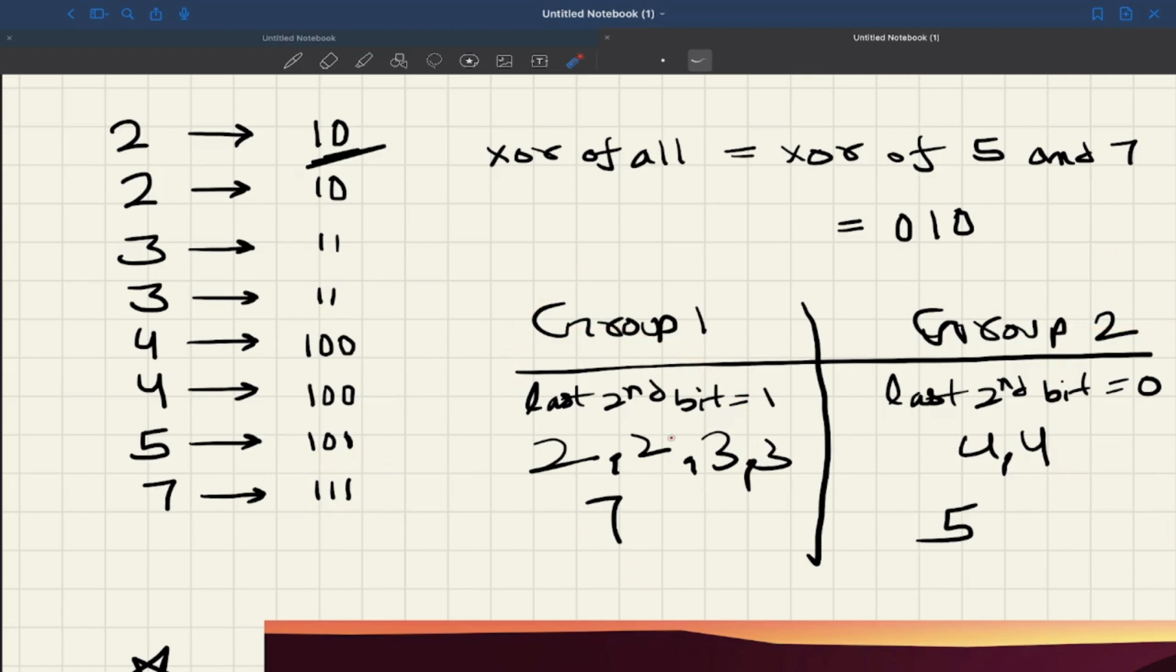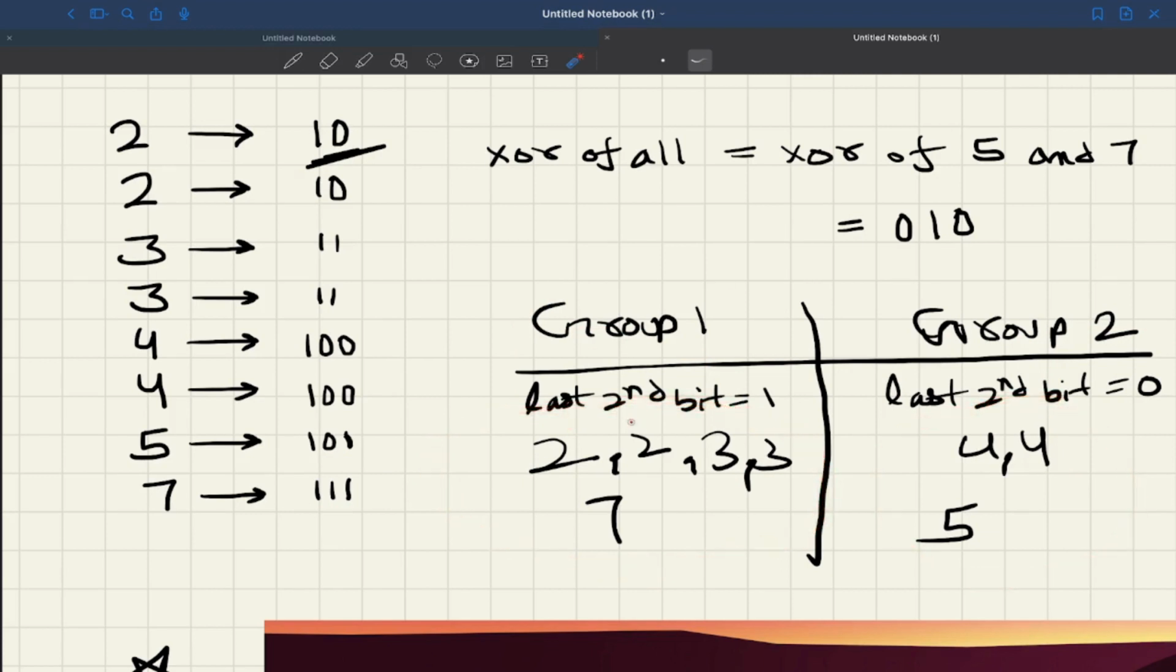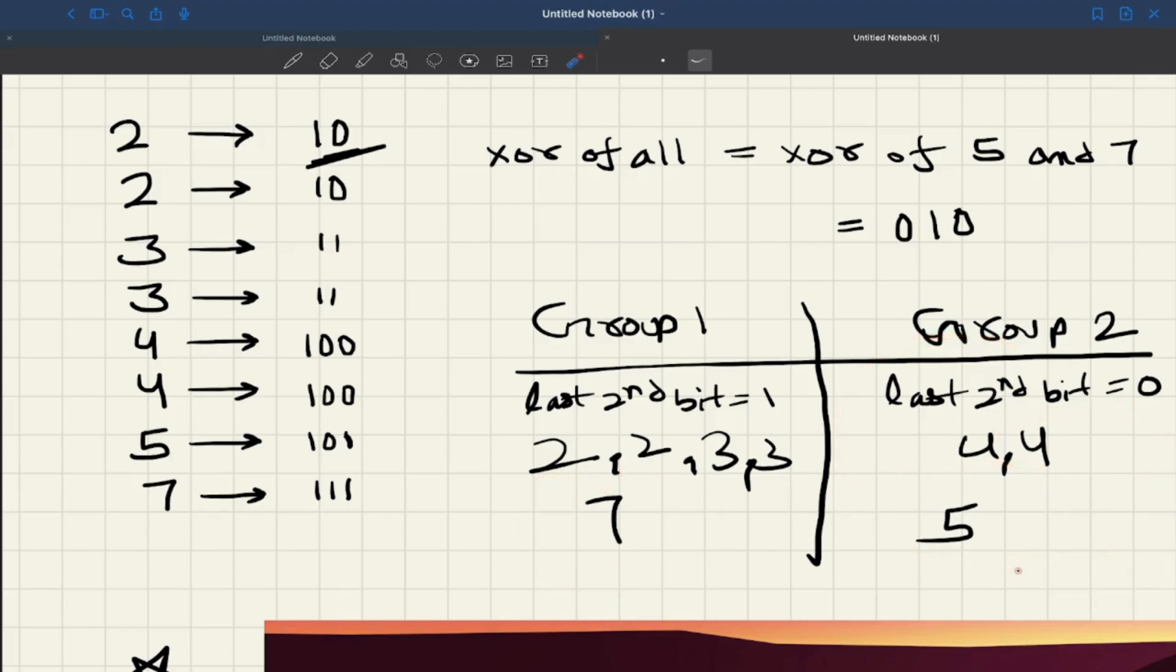Now just take the XOR of group 1 and the XOR of group 2 individually. If I take the XOR of group 1, 2 will cancel 2, 3 will cancel 3, and I'll end up with 7 only. So I'll get the value 7. And here 4 cancels 4 and 5 will be left. So the XOR of group 2 will give me 5 only. And then return 7 and 5. That will be our answer.